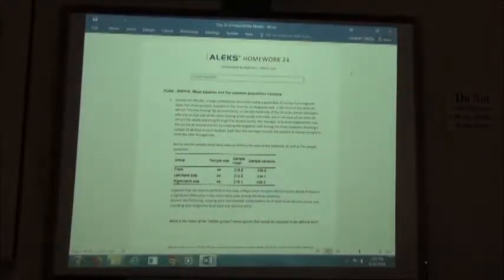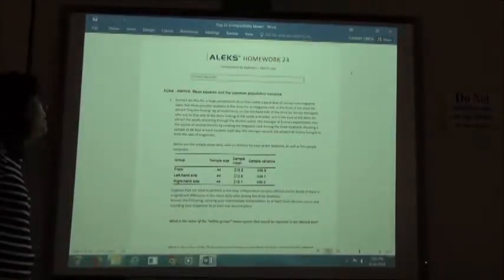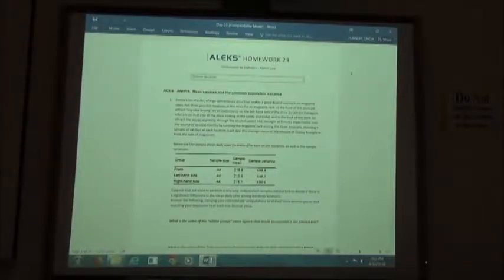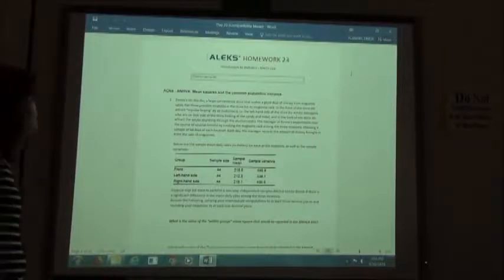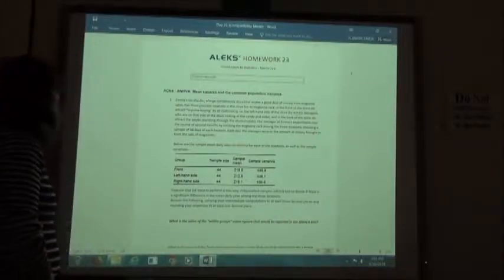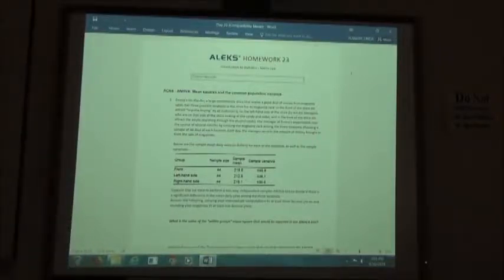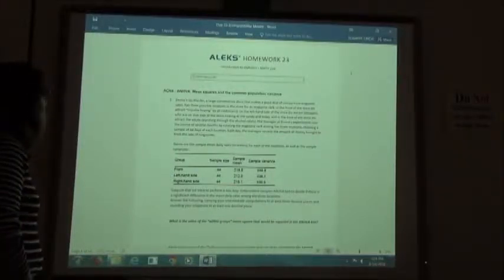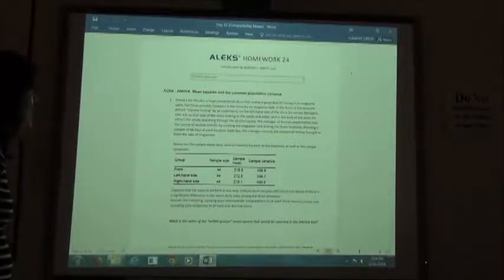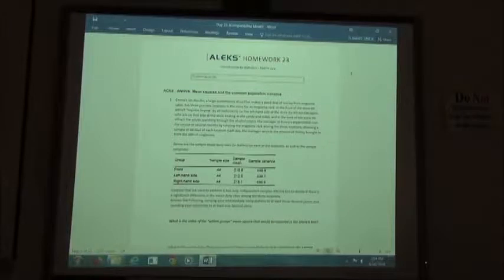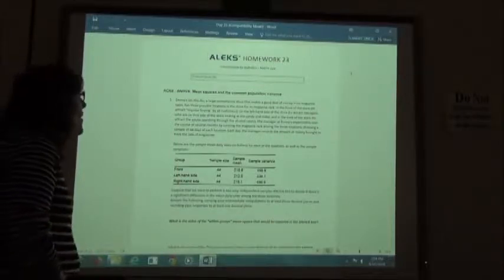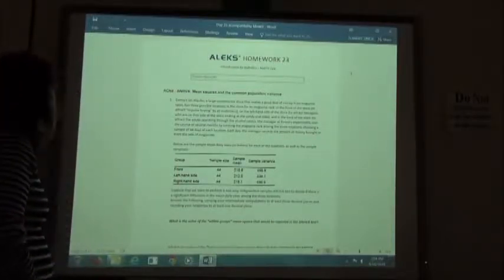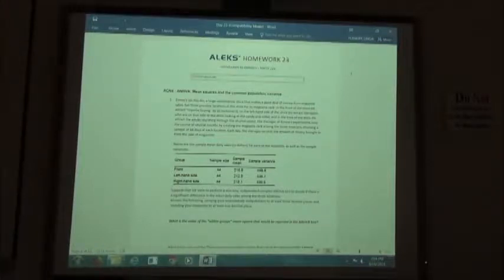All right, homework 23, we're going to do the ANOVA, mean squares and common population variance. Emma's on the go, a large convenience store that makes a good deal of money from magazine sales, has 3 possible locations for the store for its magazine rack. In the front of the store to attract impulse buying by all customers. On the left-hand side of the store to attract teenagers who are on that side of the store looking at candy and soda. And in the back of the store to attract the adults searching through the alcohol cases.